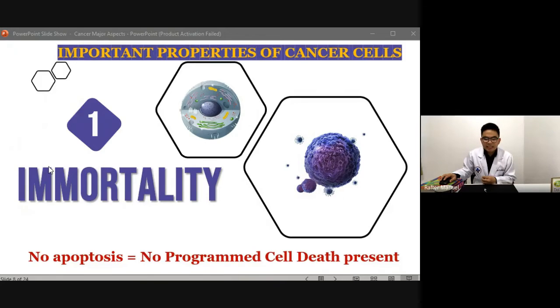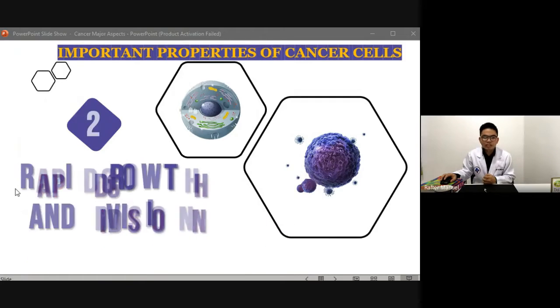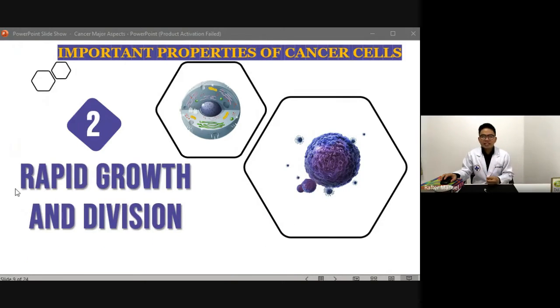Secondly, the second important property of cancer cells is what we call rapid growth and division. This rapid growth of the cell is obtained by signals in the form of hormones, which are chemical mediators.